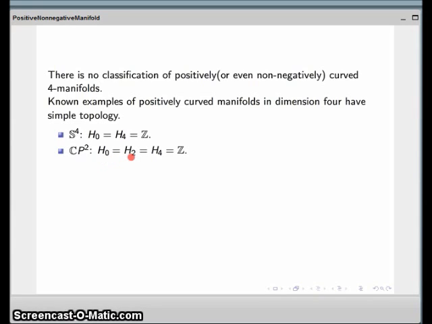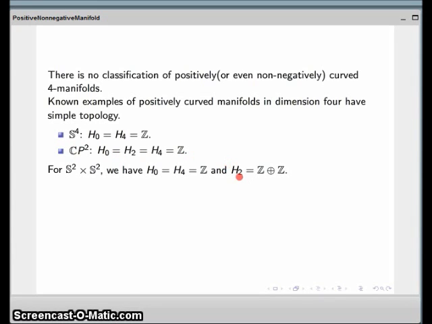Okay, then we look at the topology. So you have the H2, in 2 dimensions, so the homology group is given by V. And these are only examples in 4 dimensions with positive sectional curvature. We can look at the topology of S2 cross S2, and you can compute. For S2 cross S2, we have H0 and H4 equal to Z. This is not a big surprise because we already have S4 and CP2 with this property.